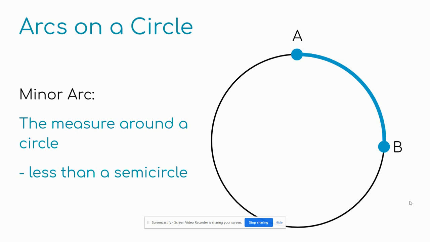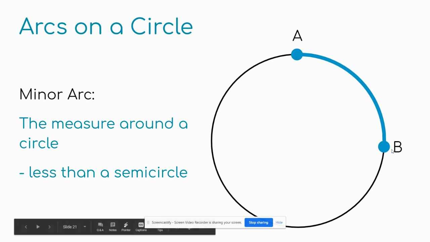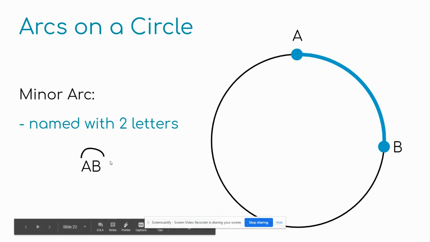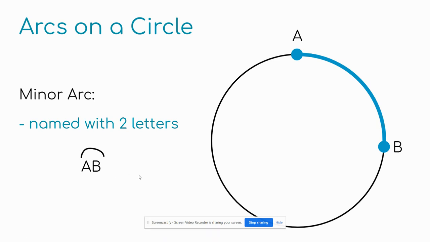So the first one's called a minor arc. You might have heard the word minor before, right? It means small, little, like a child is a minor. That's going to be an arc that's less than a semicircle. So this guy right here, AB, is less than a semicircle, so that is a minor arc. They're named with two letters, the two endpoints, so you can call it arc AB, remember the rainbow or the sad face. You also could have named it BA.